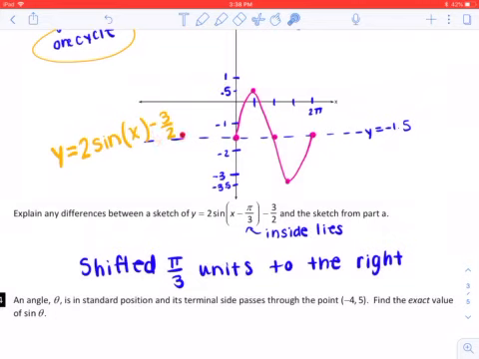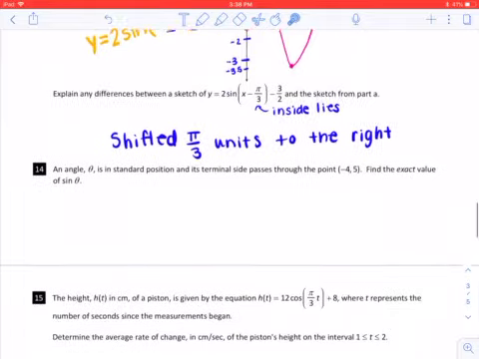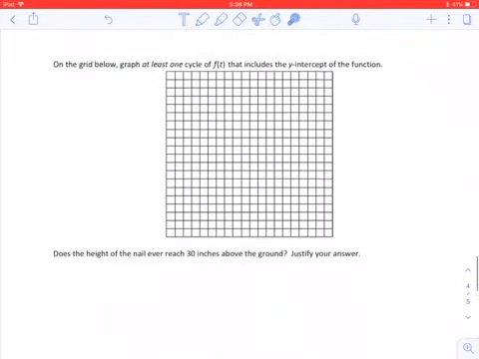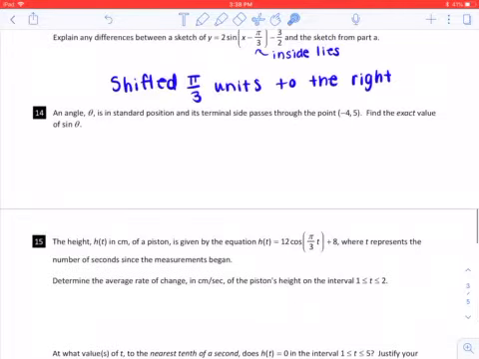Everything else is the exact same. It already has the -3 over 2, because that was our midline to begin with, and it already has the amplitude of 2. So everything else stays the exact same. The only change is that this shifts to the right, again, because your inside lies. I will finish the next 1, 2, 3, 4, 5, 6, 7 questions in part 3 of this video.